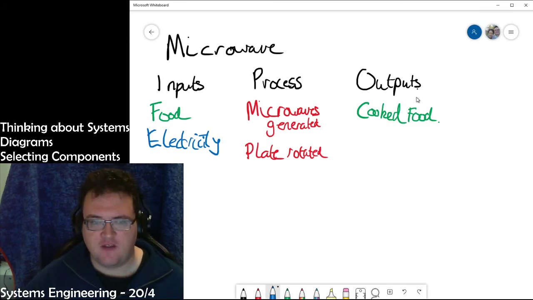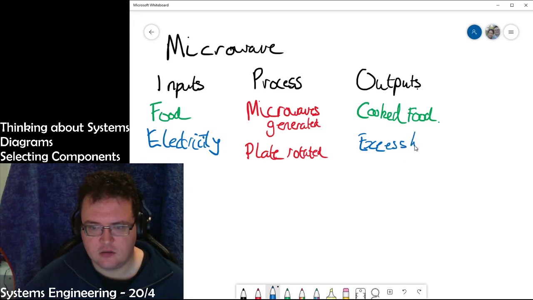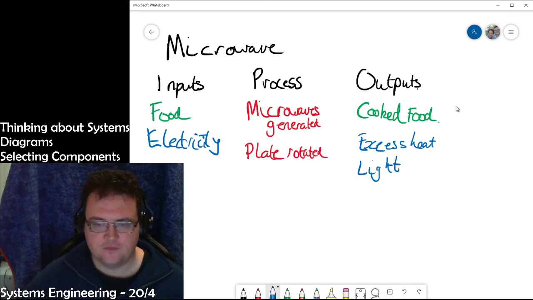We have a couple of other outputs. So there's the excess light energy, or there's the excess heat. There's the light. Some things aren't useful, some things are.